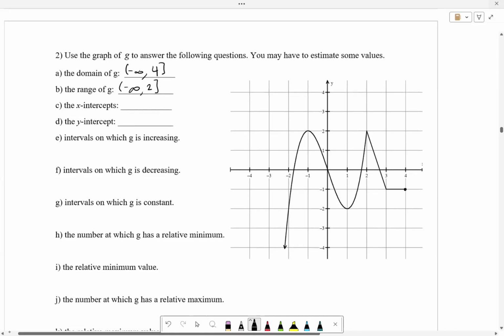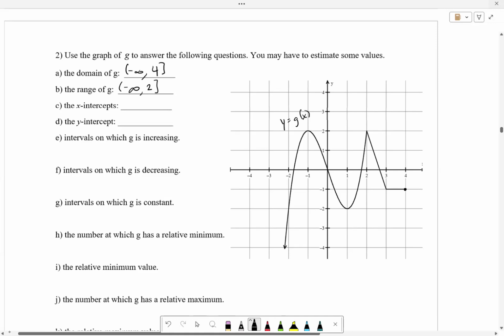And by the way, it says use a graph of g to answer. Normally, there would be something near the graph that says y is equal to g of x, just so we know that what we're looking at, the y values, are a function of x, and we're calling that g of x. X-intercepts means where the function crosses the x-axis, and I think we have to approximate here.